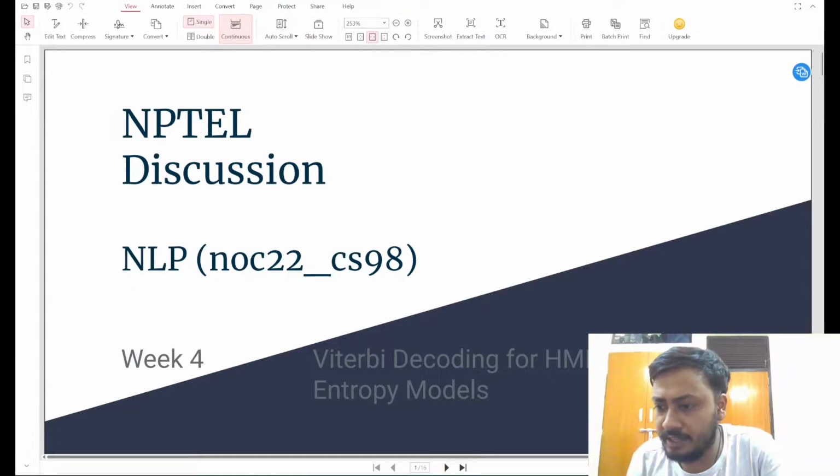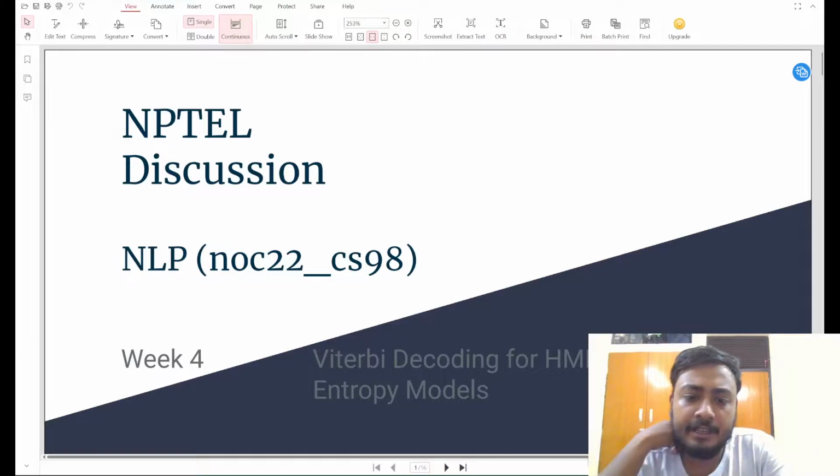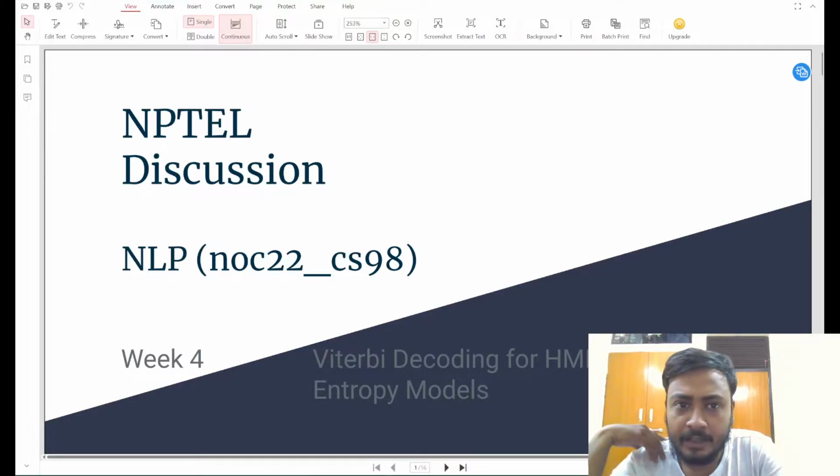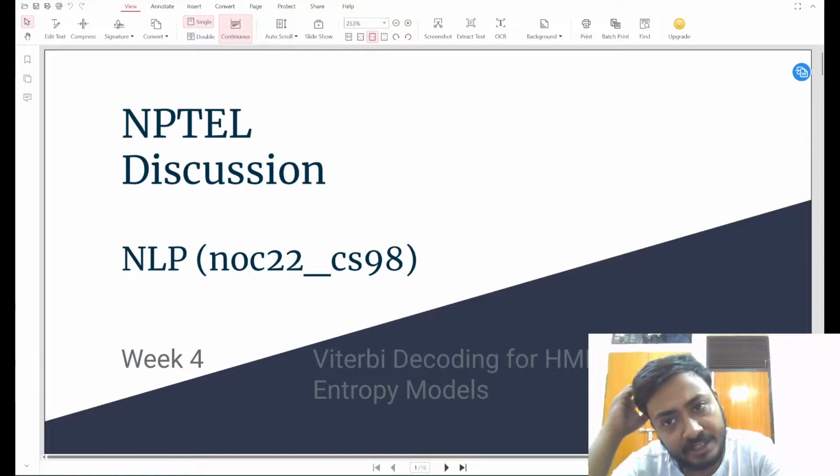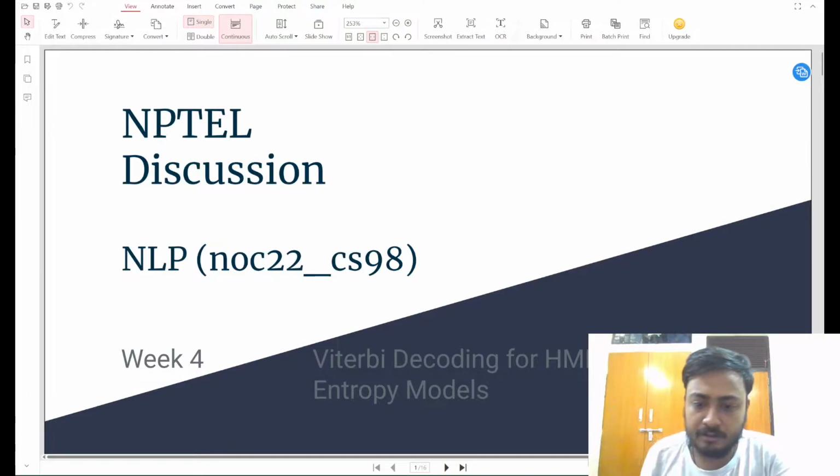All right, let us start then. This week's materials are based on Viterbi decoding and maximum entropy models. You might have seen that there are a lot of materials in the lecture, but those are more for your knowledge. We will only be covering the important topics, like the ones you might be having questions in and so on. So let us start.